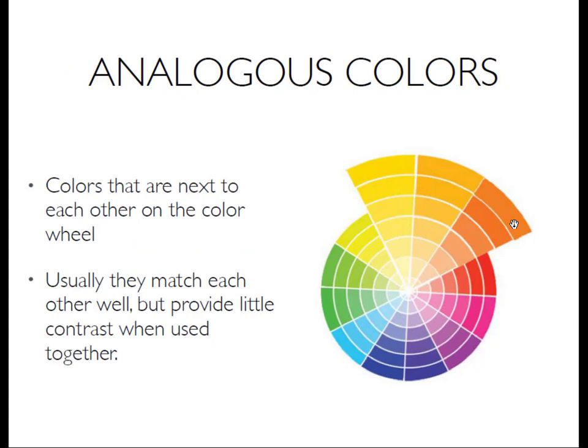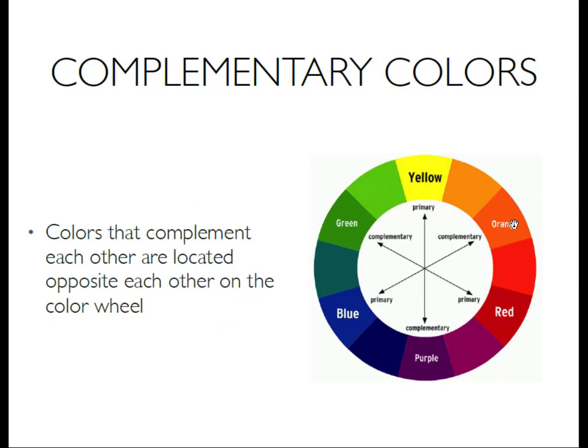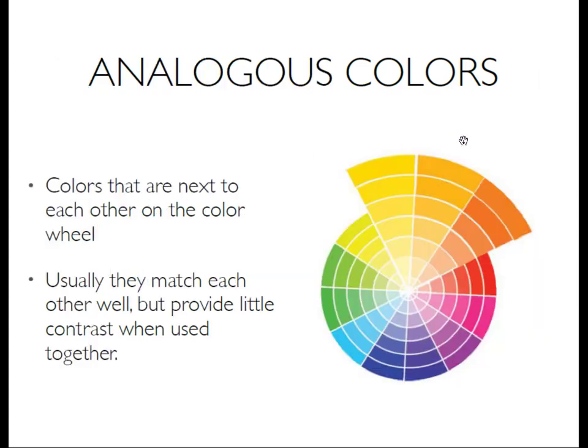Analogous colors. Analogous colors are colors that are next to each other on the color wheel. So if we go back to what we have here, analogous colors are going to be this light green and also the yellow-orange. So it's the colors directly next to each other on the color wheel. Usually they match each other well, but provide little contrast when used together.